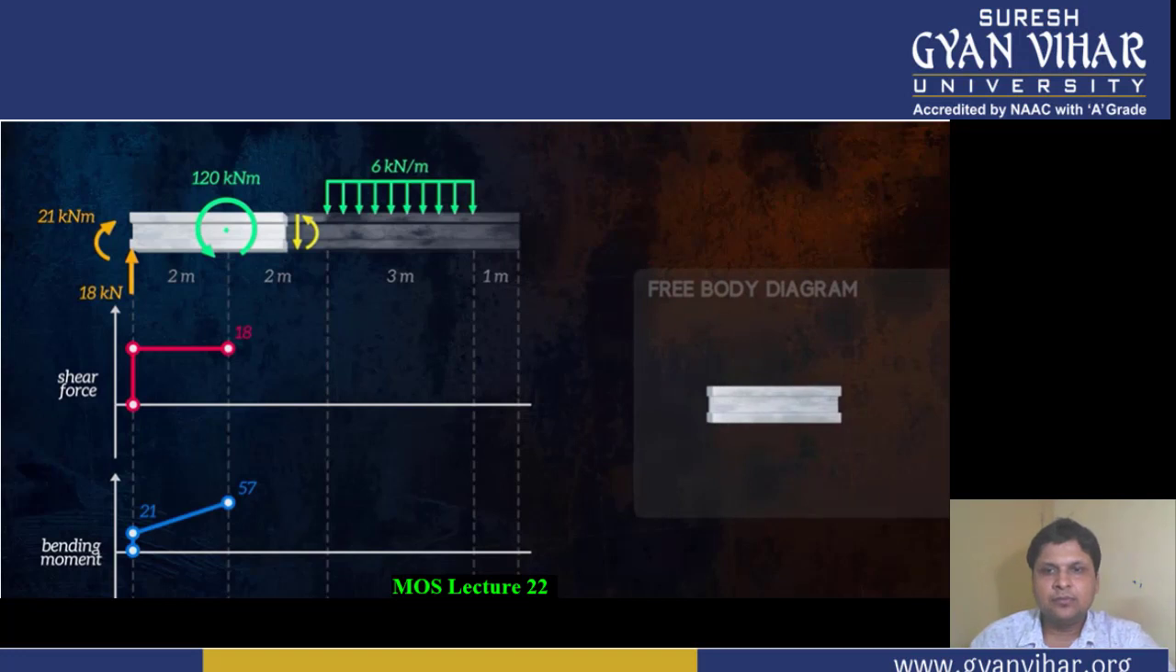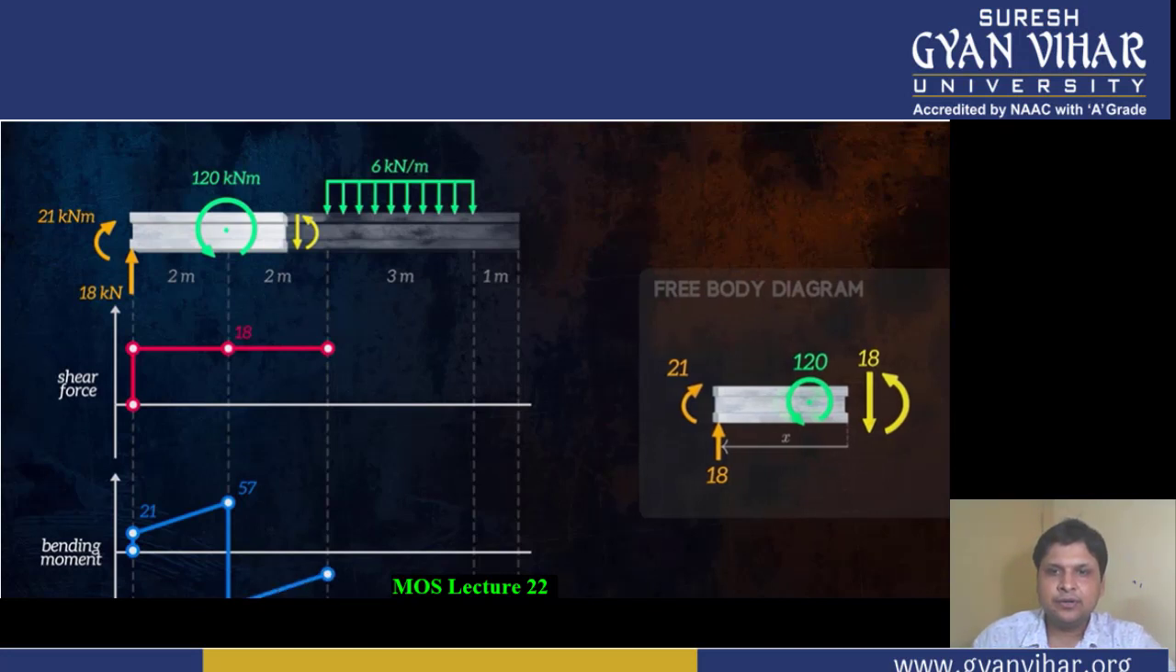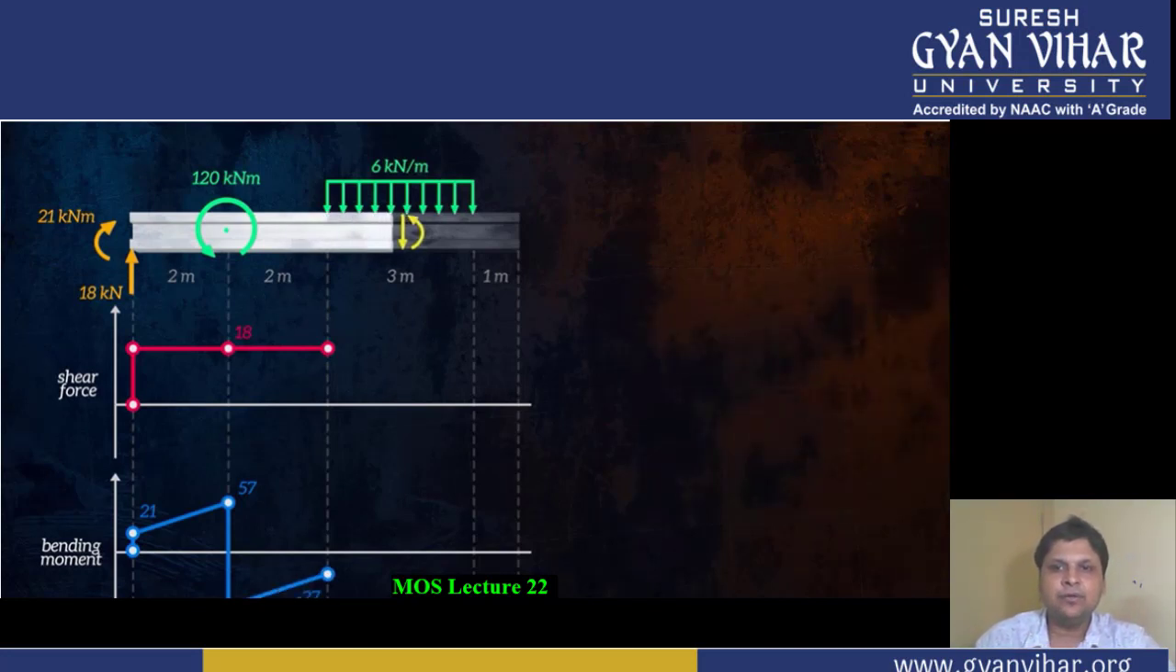We can then move our cut to the right of the concentrated moment. The moment won't affect the shear force, which will remain constant at 18 kilonewton until we reach the distributed force. But it does cause the bending moment to suddenly drop by 120 kilonewton meter.